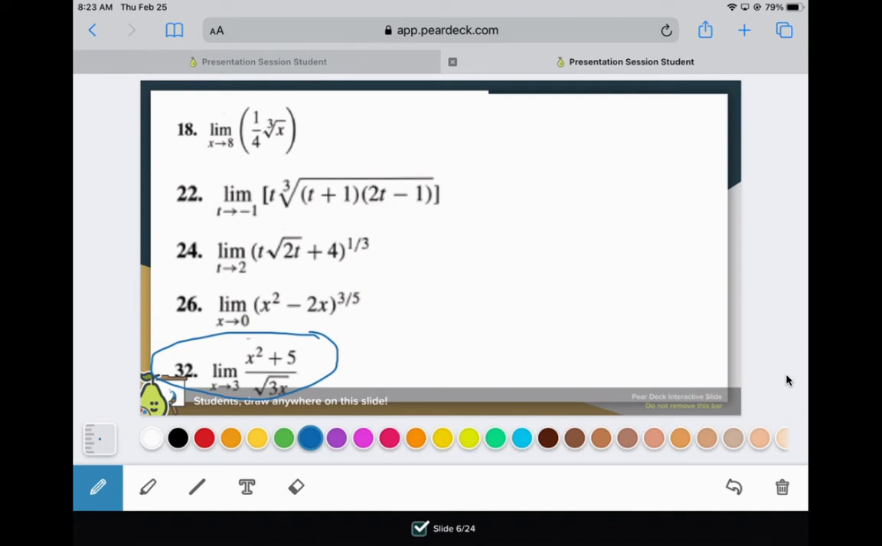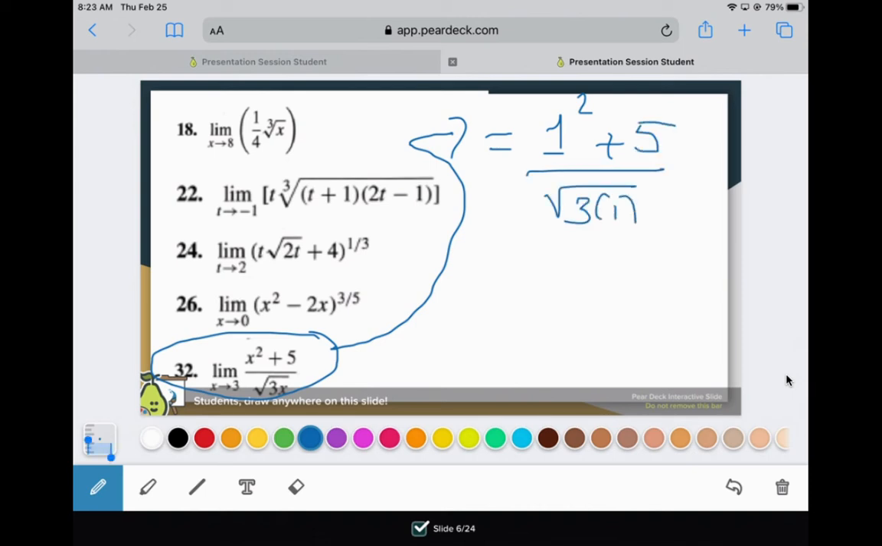Because if you don't, you may not get the correct answer. Okay, so we all know that we're going to plug it in. 1 squared plus 5 over square root of 3 times 1. Go ahead and put that in your calculator. I'm sorry, times 3. I plugged it in wrong. I'm so sorry. Okay, x is 3. So go ahead and plug that into your calculator and see what the answer is. For this one, I'm just checking to see how well you use your calculator. We know we just plug it in.